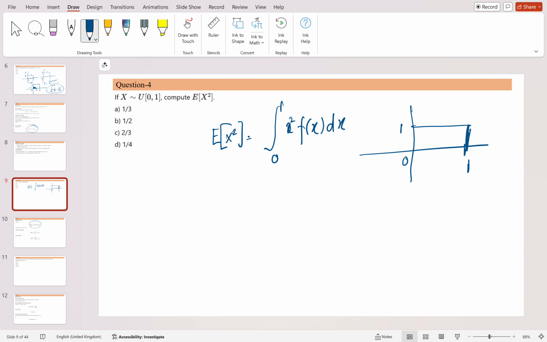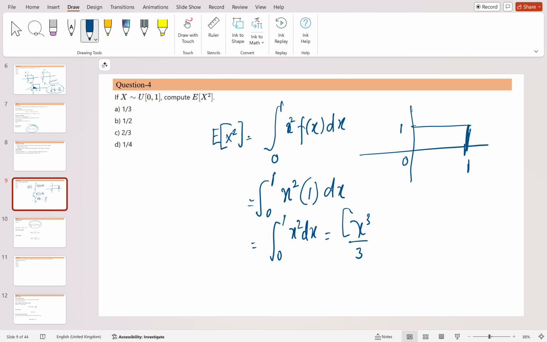So simply it will be the integral from 0 to 1 of x square, where f(x) is 1 in between 0 to 1, dx. So it will be the integral from 0 to 1 of x square dx. Integrate it, it becomes x cube by 3. In between 0 to 1 it becomes 1 by 3. So the correct answer will be option A.